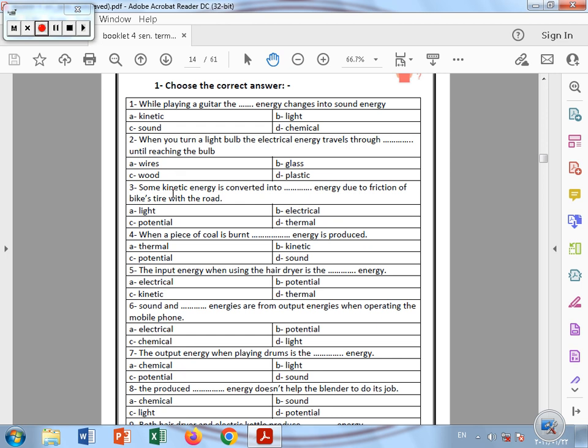Excellent. Number 3, some kinetic energy is converted into what energy due to the friction of the bike tires with the road? Any friction, any touching between two surfaces, produces thermal energy. So the kinetic energy in the bike changes into thermal energy due to the friction of the tires with the road. Number 4, when a piece of coal is burned, when we burn anything, what is the energy that is produced? Excellent, the thermal energy. That's all for this lesson, and thank you for listening.